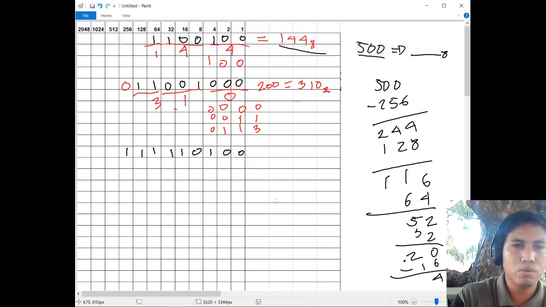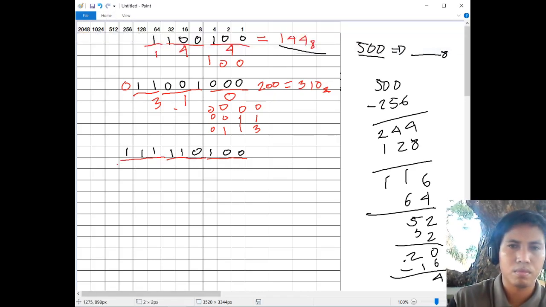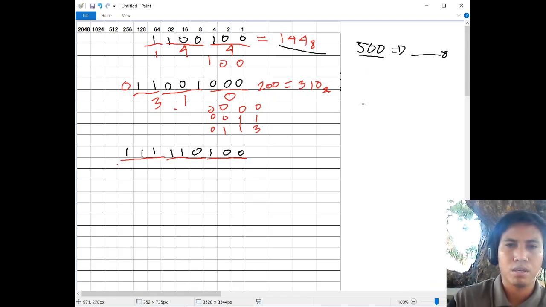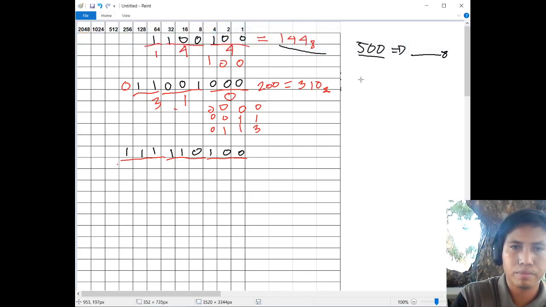For us to convert it to octal, we need to group them by 3. So the digits would be 111, then 110, then 100.